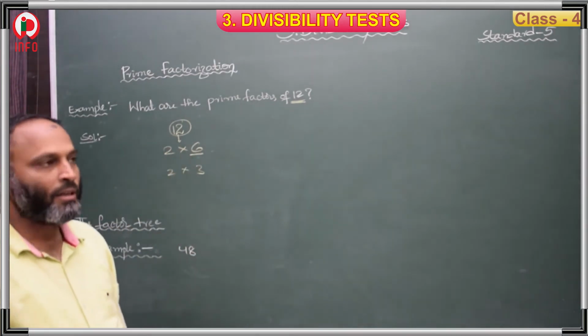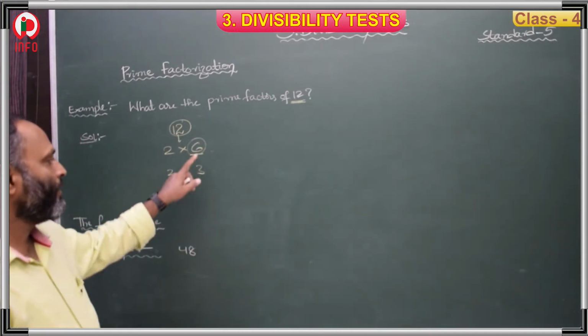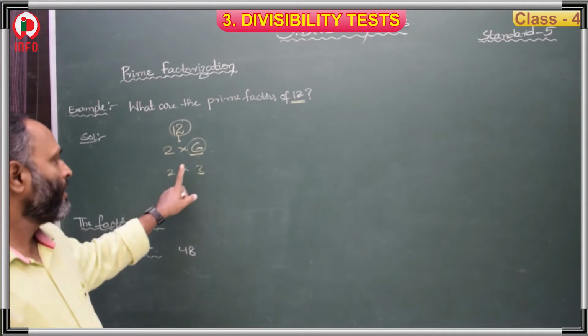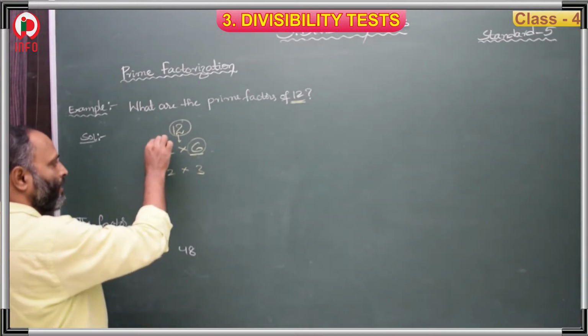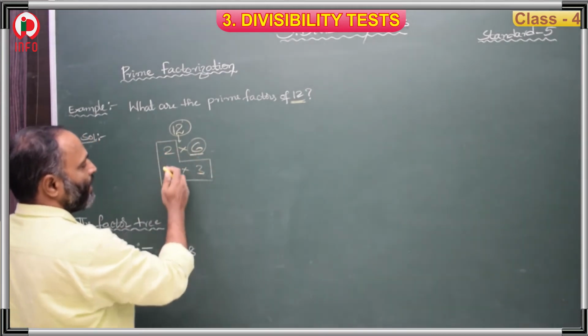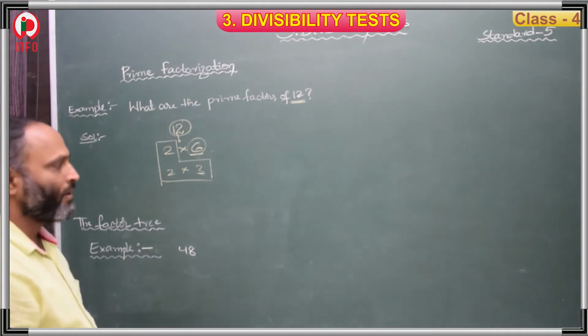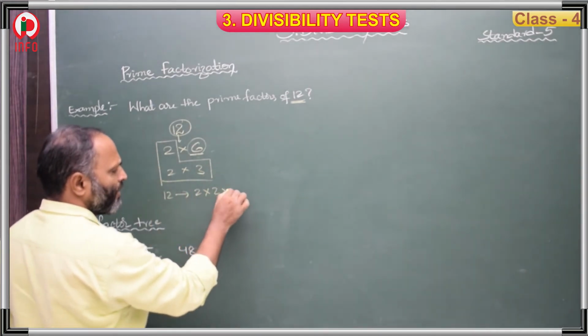2 sixes are 12. Again, after that, this 6, we have to write the prime factors of this 6. 2 threes are 6. Then these 2 and 3 are the prime factors of this 12. The prime factors of 12 are 2 into 2 into 3.